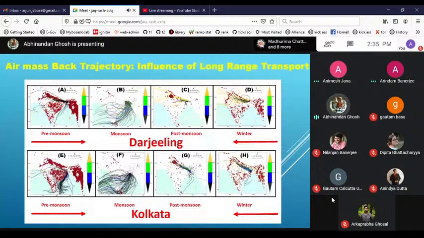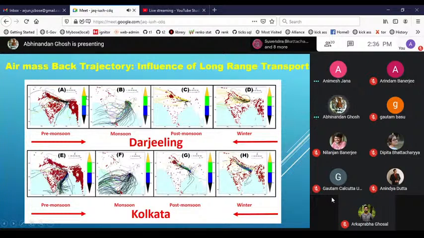Now, these are the air mass back trajectories computed from various models to observe the influence of the long range transport of the aerosols. So the upper panel is for Darjeeling and the lower panel is for Kolkata. The red dots represent the active fire counts which we have retrieved from satellite observation. The black lines correspond to the lower level air mass, which can take more pollution as they are near the surface, while the yellow lines are the upper altitude air mass.